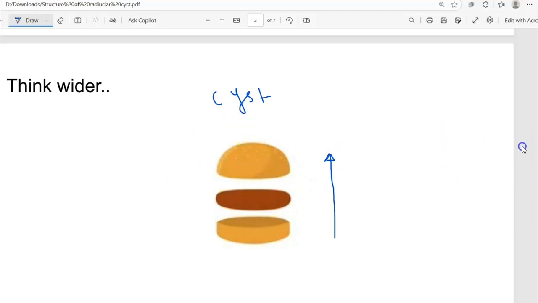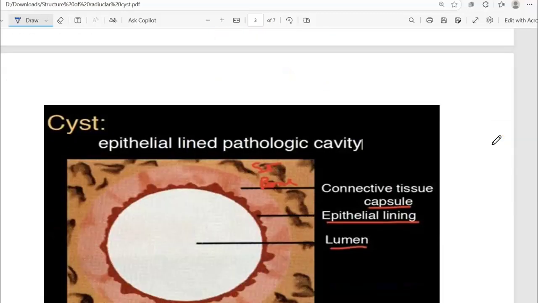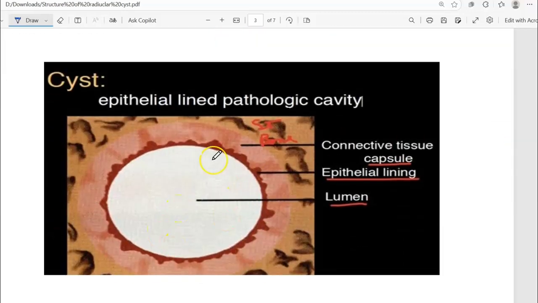So let's go back to dentistry and have a look at them here. Basically, that's the inner part, which is the lumen, as you can see, a really big one, the middle part, which is the epithelial lining, and the outer part, which is the capsule. So basically, the cyst and the burger have the same context.